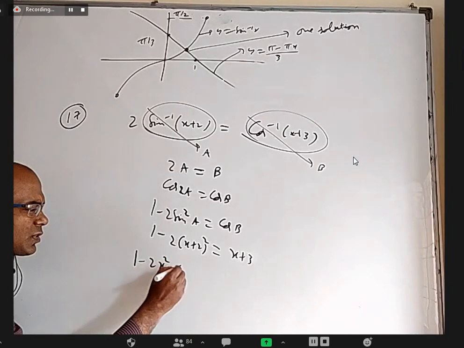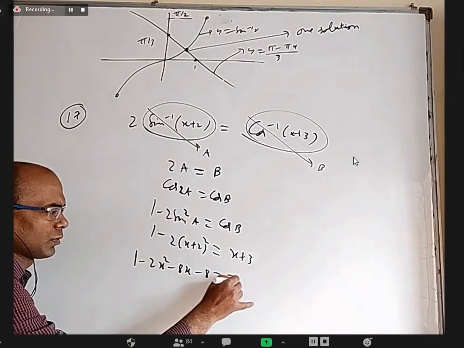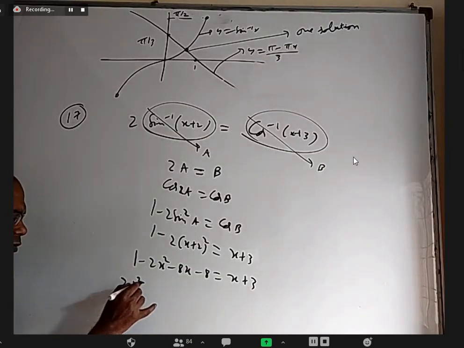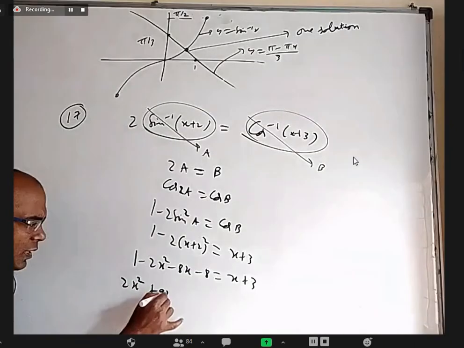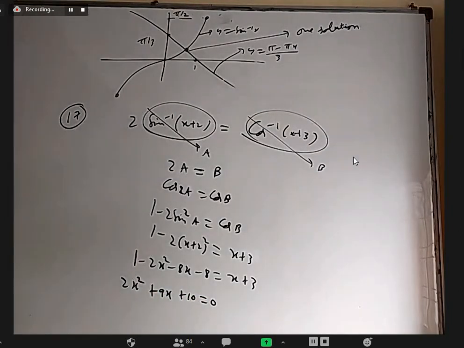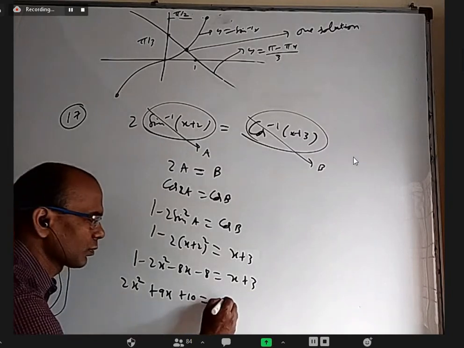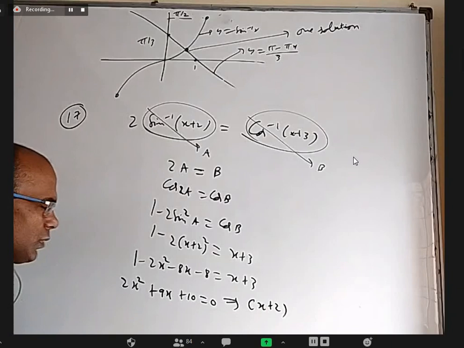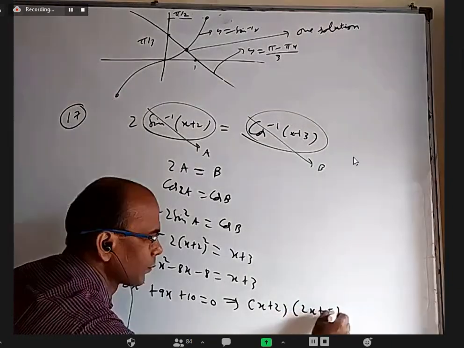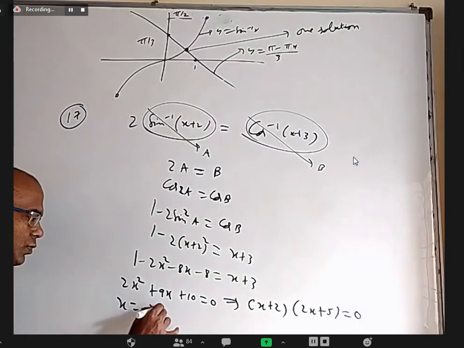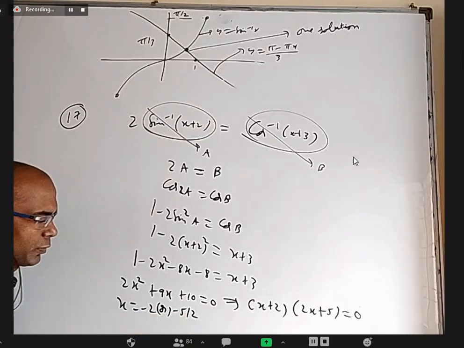1 minus 2x square minus 8x minus 8 equal to x plus 3. Send everything to that side, we get 2x square plus 9x plus 10 equal to 0. 20, I can write as 5 and 4. So (x plus 2) into (2x plus 5). So we get x equal to minus 2 or minus 5 by 2.